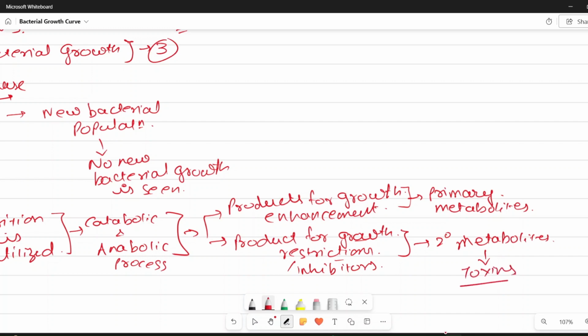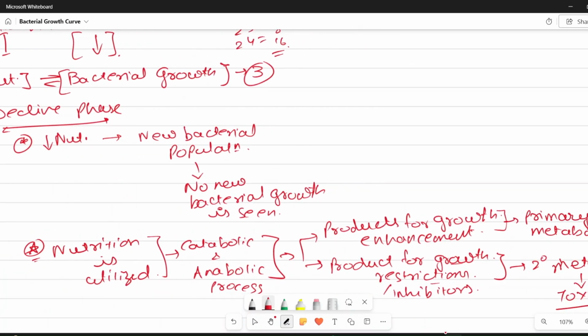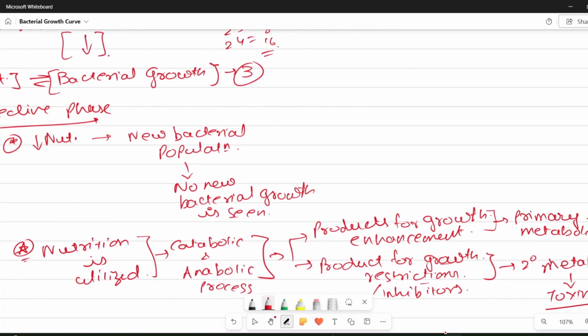So the bacterial growth is basically hampered because of two things. First of all, the nutrition has been depleted. There is poor nutrition present in the medium. Secondly, after digestion of the nutrition, the secondary metabolites or the toxins which have accumulated in the system act on the bacterium which are present in the system.